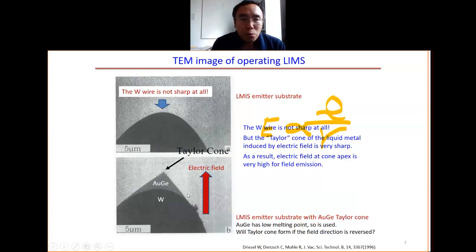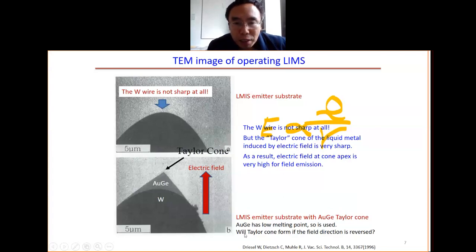But what happened? We have the liquid. In this case you have a gold germanium liquid, a gold germanium alloy. We apply a very high field, and it will become really sharp. This is called a Taylor cone. It is very sharp, and at this sharp point the electrical field will be very high. Then the gold or germanium will be ionized and come out.